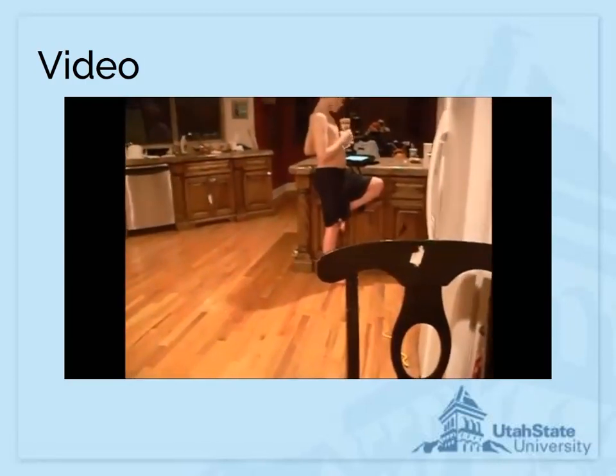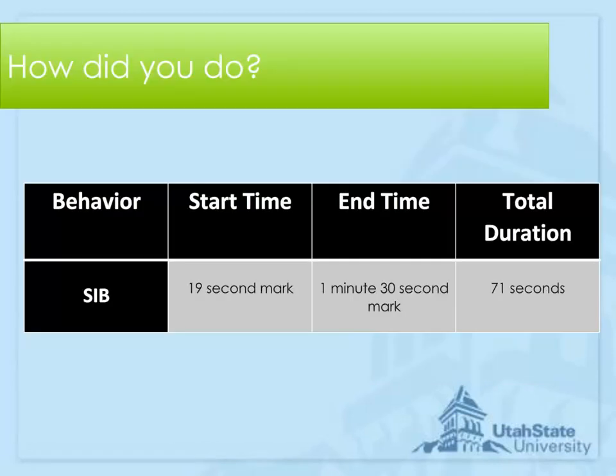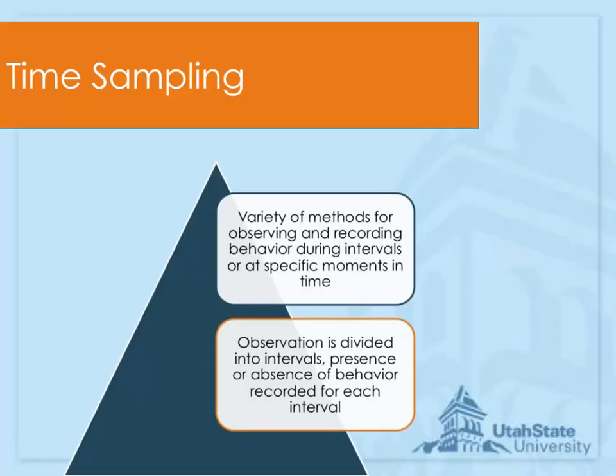So how did you do with that one? For our duration, we recorded that self-injurious behavior first began at the 19-second mark and continued until the end of the video at 1 minute and 30 seconds. Thus, the duration of 71 seconds. Remember that we only stop the timer if self-injurious behavior does not occur for a full 30 seconds. If you got something different, you're welcome to go back and try to collect that data again.